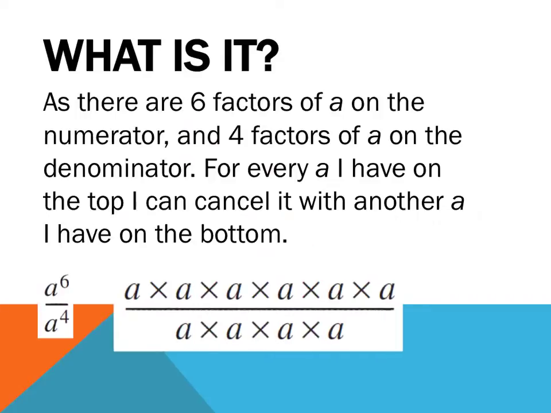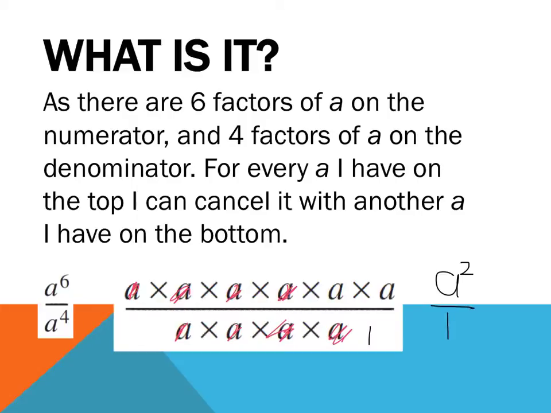Now, as there are 6 factors of a on the numerator and 4 factors of a on the denominator, for every a I have on the top, I cancel it with another a on the bottom. So a to the power of 6 divided by a to the power of 4: if I have an a on the top, I cancel it on the bottom. I go on and on until I can't cancel anymore. Now I'm out of a's on the bottom, so it'll be 1 on the bottom essentially. And I've got a times a.